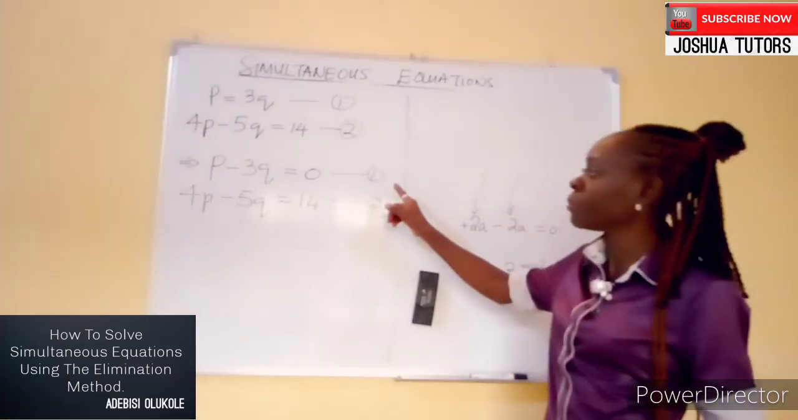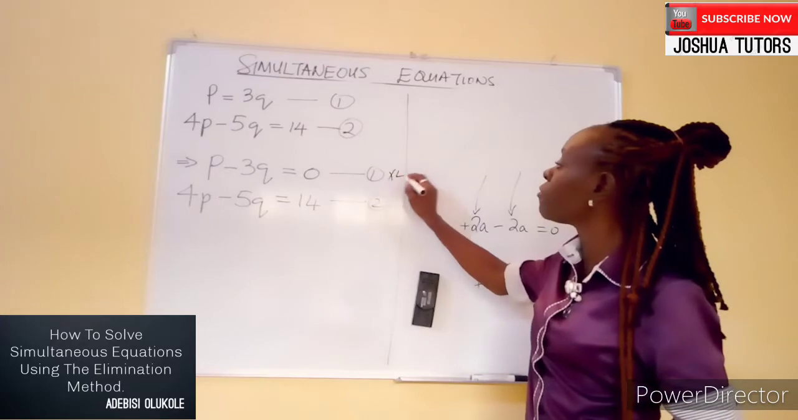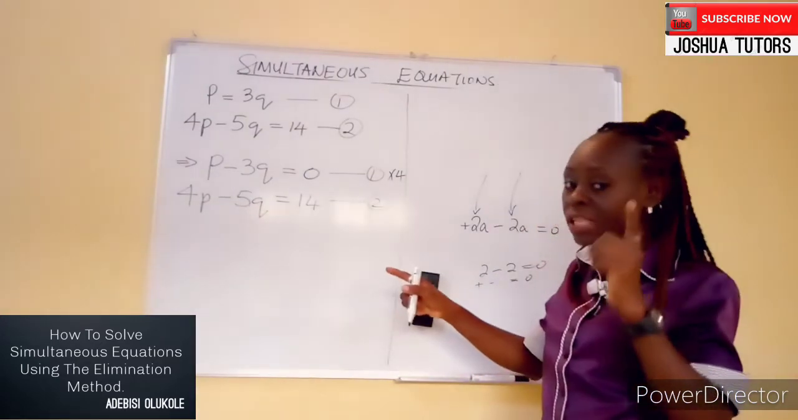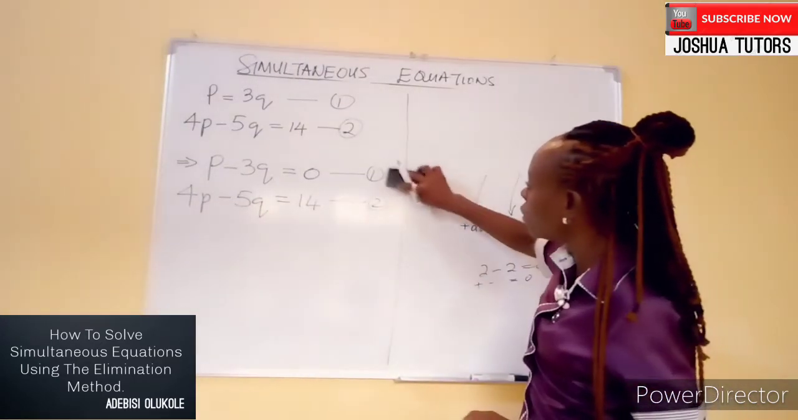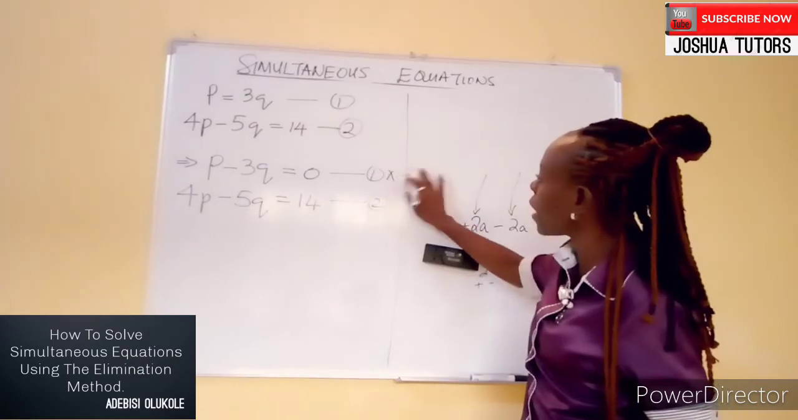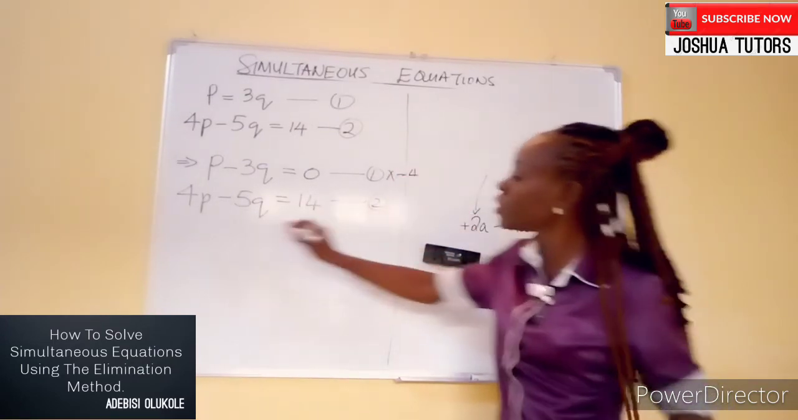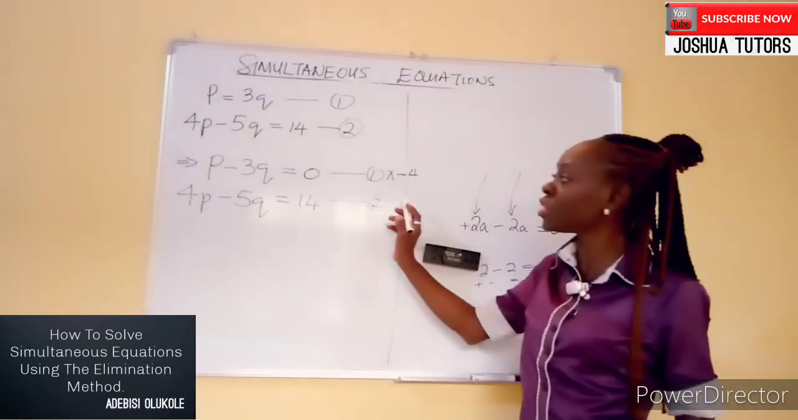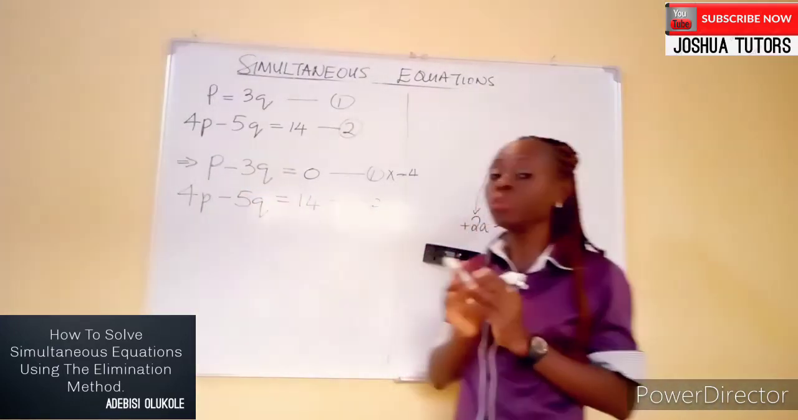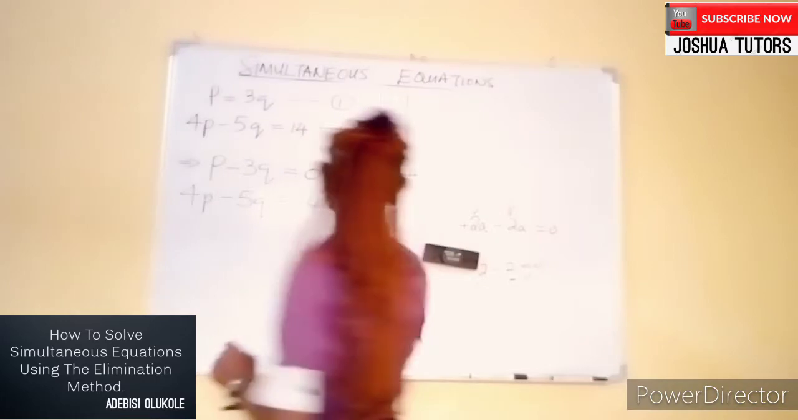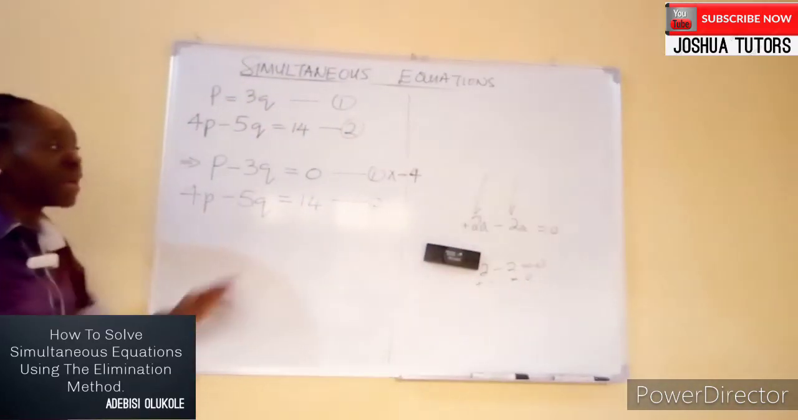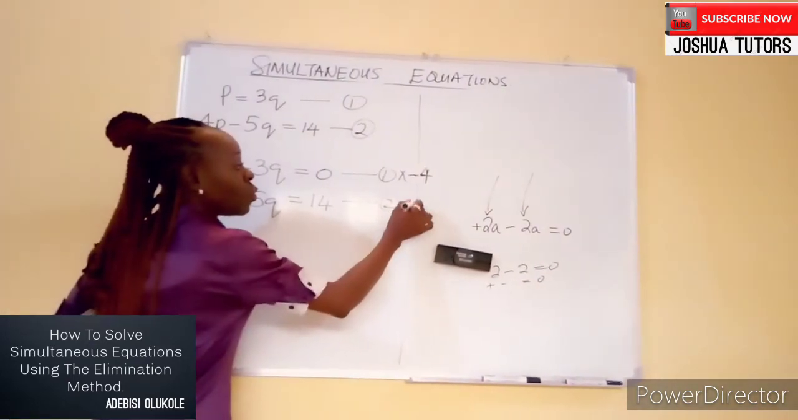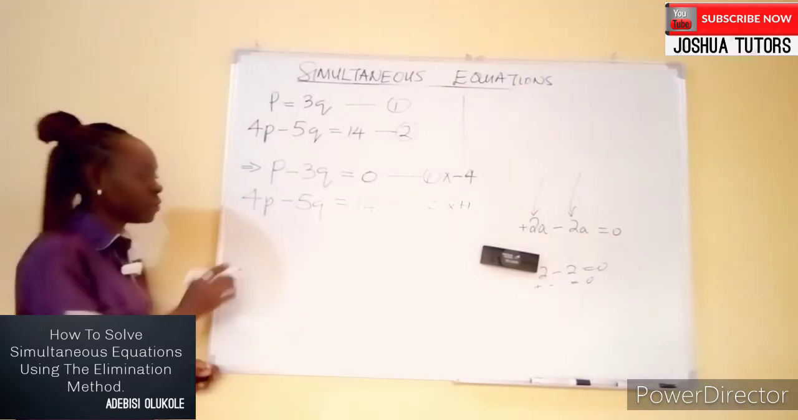So for equation 1, I'm going to multiply throughout by 4. I want to make P have a coefficient of 4. But I need to make it what? Minus 4. I'm going to multiply by minus 4. Why? Because the coefficient of P in equation 2 is plus 4. So I make the coefficient sign of P in equation 1 to be minus 4. So let's go. Remember, you're multiplying equation 1 throughout by minus 4, but you are multiplying equation 2 by plus 1. So equation 2 will remain the way it is.